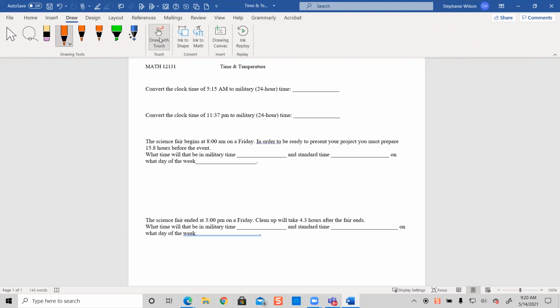So whenever we talk about the military, or also known as the 24-hour clock time, I want to give you a little helpful hint that might help you. First things first, the first two digits in the 24-hour military time are hours. The next two digits are minutes. So let's look at the hours just for a moment.